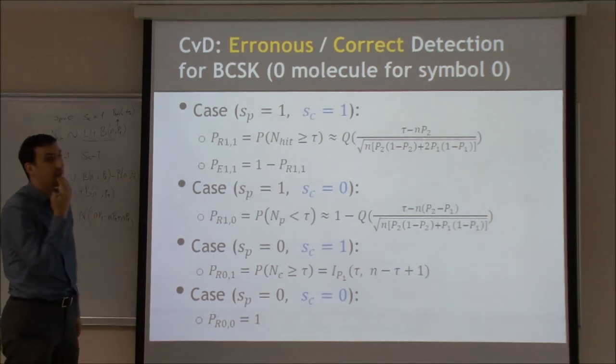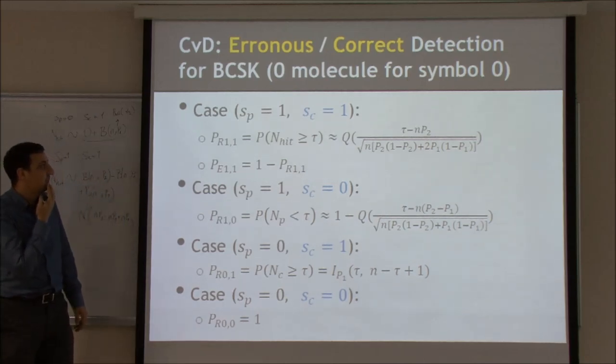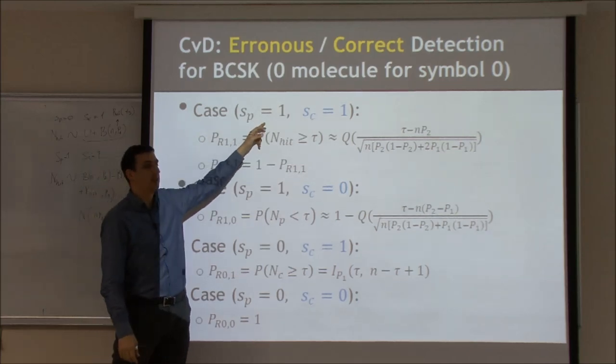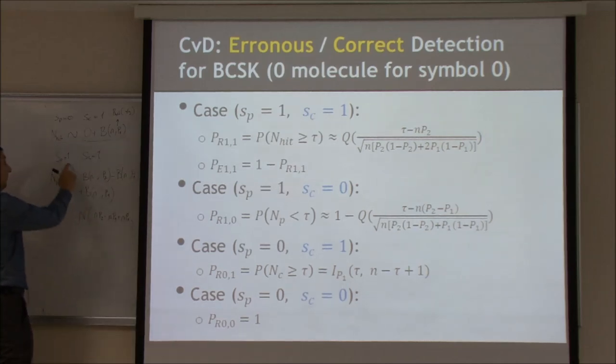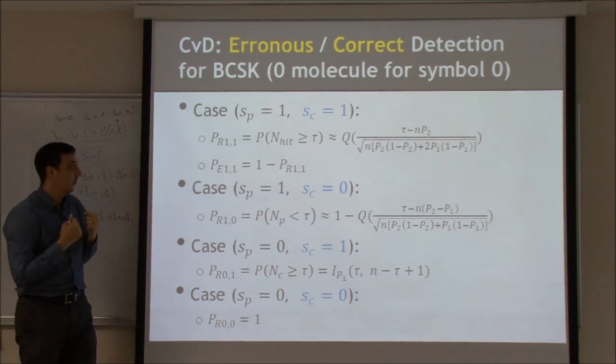I said that we can evaluate the correct reception and erroneous cases, the probability of receiving. For example, for this case, the previous symbol is 1, the current symbol is 1. We did this binomial and normal distribution. We got the distribution of the hitting molecules. Then we will evaluate what?